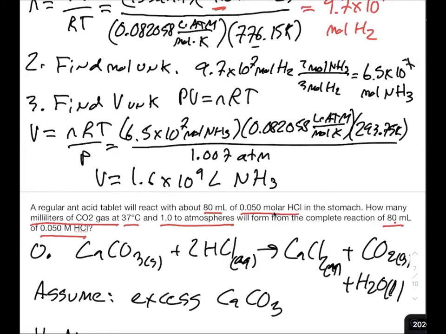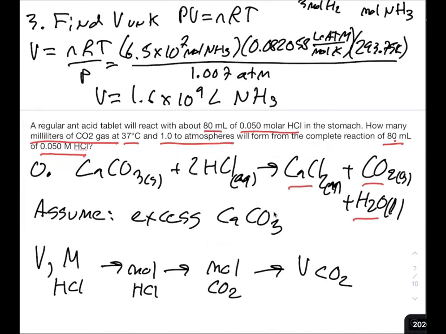So step 0, I better have a balanced equation. This is actually a net ionic equation that we talked about. When we have a metal carbonate react with an acid, we produce carbon dioxide, water, and an ionic compound, right? And I gave it to you, it's balanced. They basically said that the tablet will react with that amount of stomach acid. So let's assume that the calcium carbonate is either in excess or just the right amount. That's an assumption in the problem.